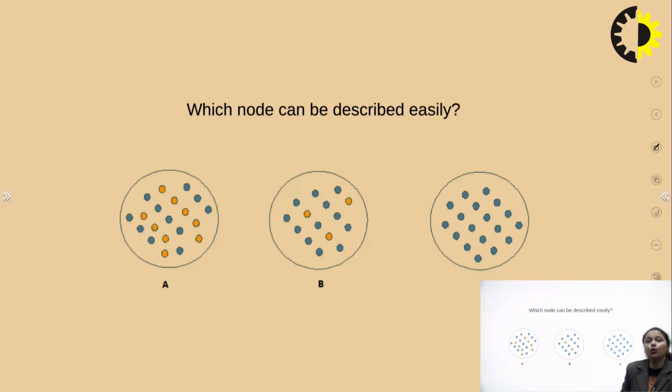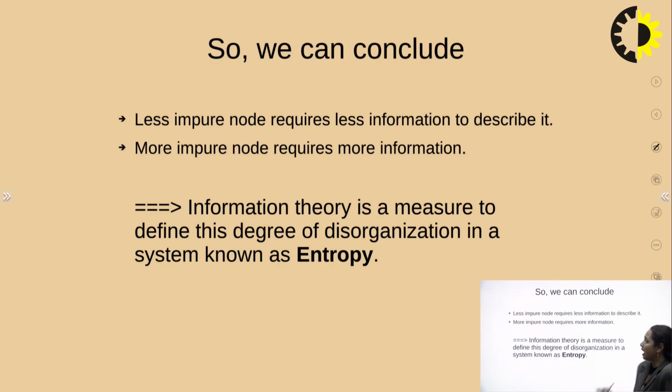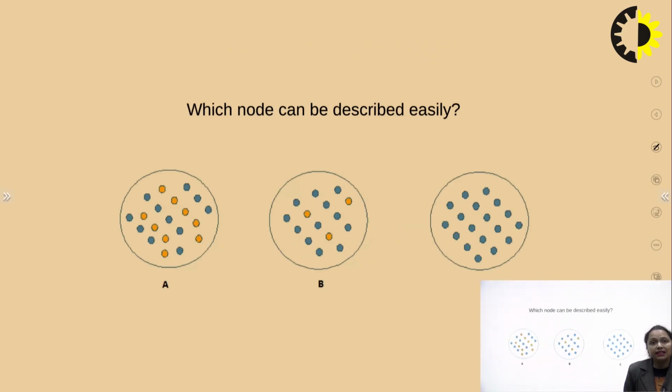So which node can be described easily, A, B or C? The answer is: the less impure node requires less information to describe, and more impure nodes require more information. What does the term impure mean here? It means the data which is not segregated.